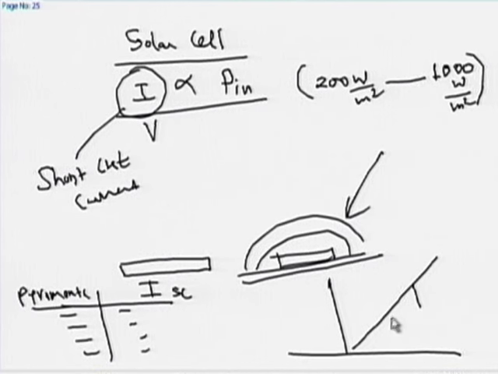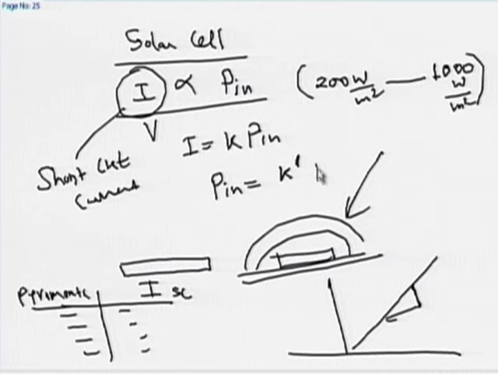So, you can find the slope of this curve, and therefore your reading will be that. So, I is proportional to P_in, or you can say I is equal to some constant K times P_in, or we can say your input power is equal to another constant K dash times I, right. So if you know your constant, and you multiply it with the current, you can get the input power, right.